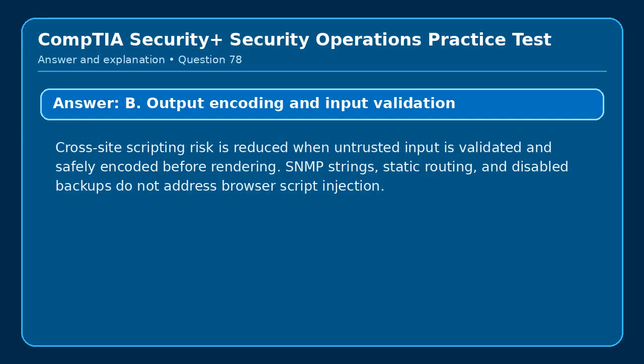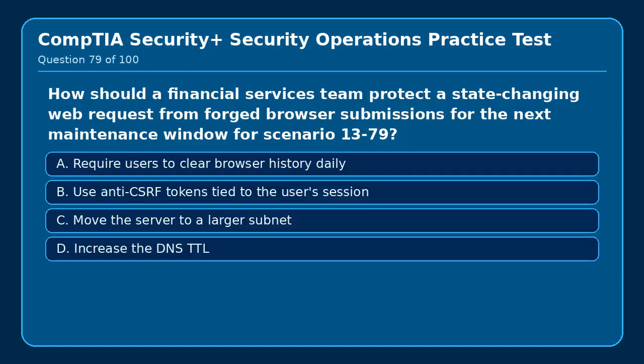Question 81. Which control best reduces path traversal in a data analytics unit's file download feature while preparing a remediation plan for scenario 13-81? A. Disable TLS on the site. B. Normalize and validate file paths against an allowed directory. C. Place database backups in the web root. D. Use shared local administrator accounts. Take a moment to choose your answer.